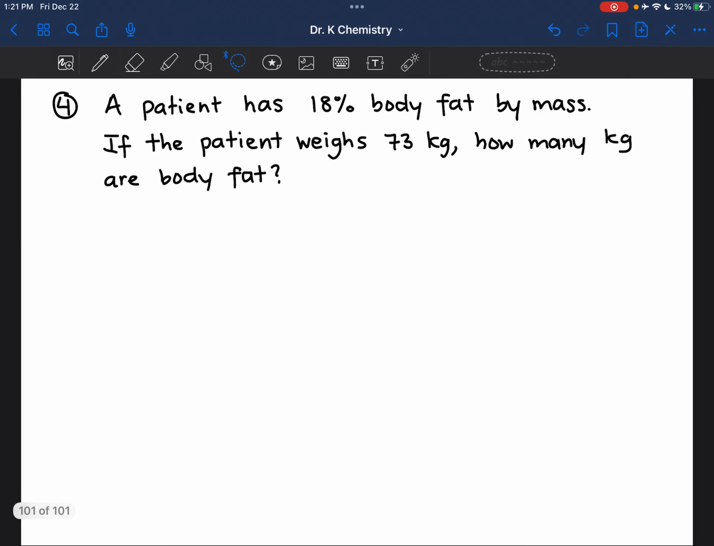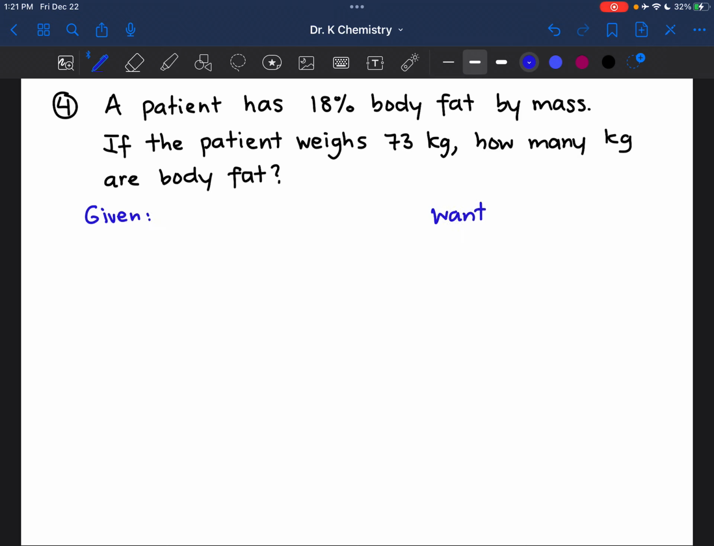This one looks maybe a little bit more intimidating because there's a percentage in there, but I'll show you a trick for handling that. So this is saying that a patient has 18% body fat by mass, and if the patient weighs 73 kilograms, how many of those kilograms will be actual body fat versus everything else in their body?